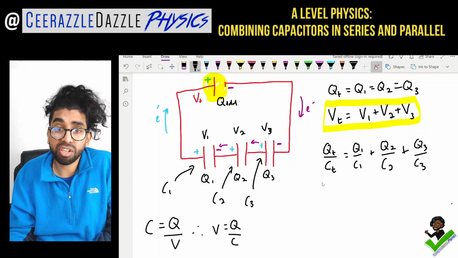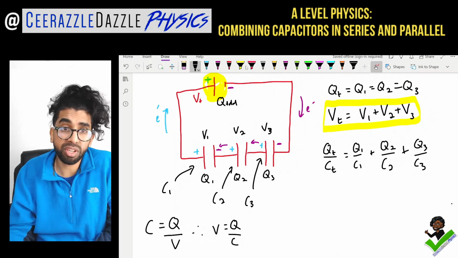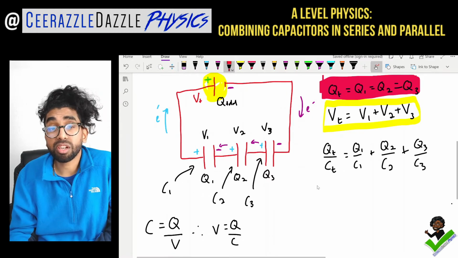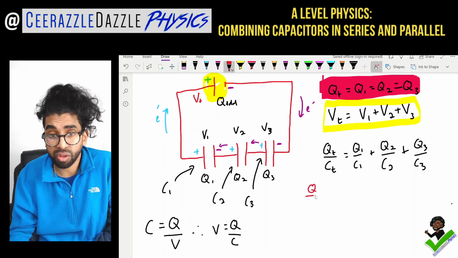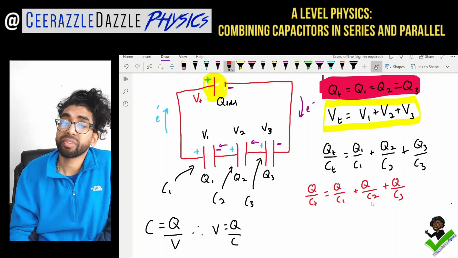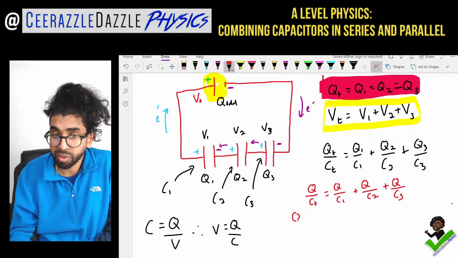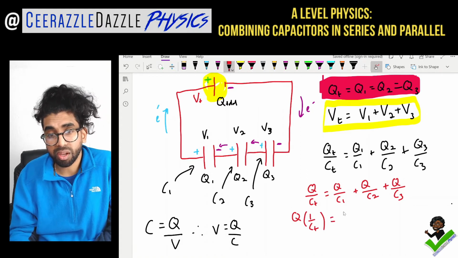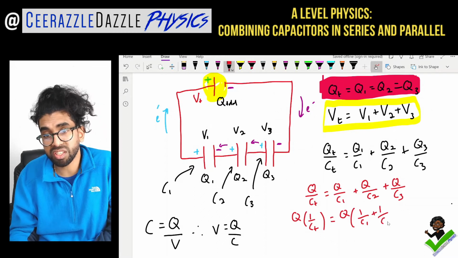You also know that all the charges are the same. So from this first statement at the top, we know that QT and all of them are going to be the same. So let's replace all the Qs. This one will be Q over CT is equal to Q over C1 plus Q over C2 plus Q over C3. Then we're going to factorize some of them out. So this one will become Q times (1 over CT) equal to Q times (1 over C1 plus 1 over C2 plus 1 over C3).